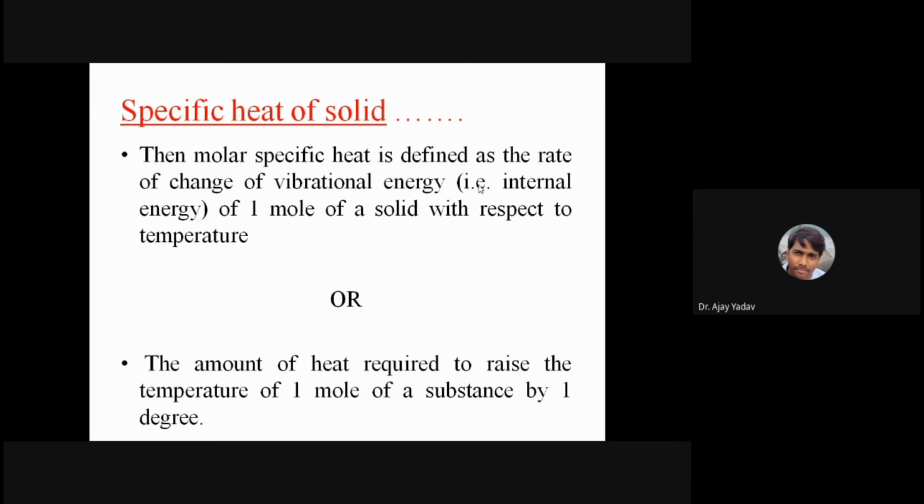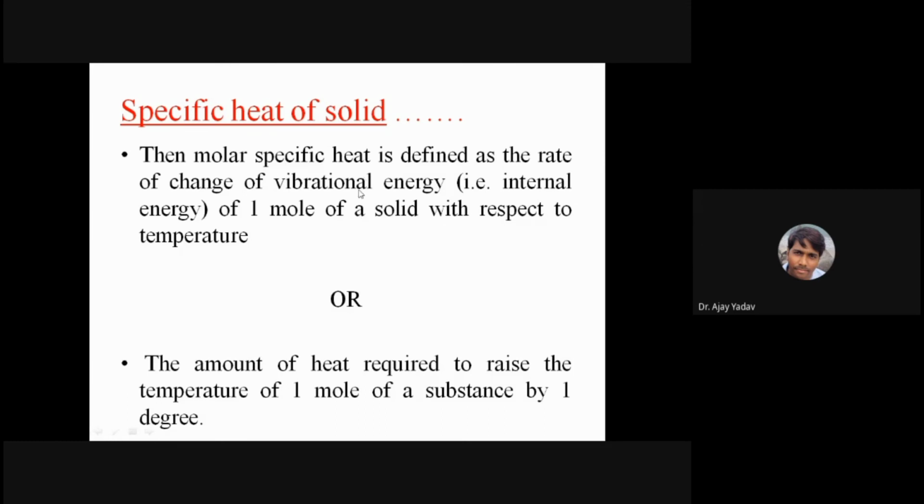Now, given the definition, there are so many atoms in a given solid sample, and there will be so many oscillators. So is it not simple for us to find out the heat capacity theoretically, because it is simply the derivative, dU by dT, where U is the internal energy? Am I right? Do you all agree with me? Yes, sir.